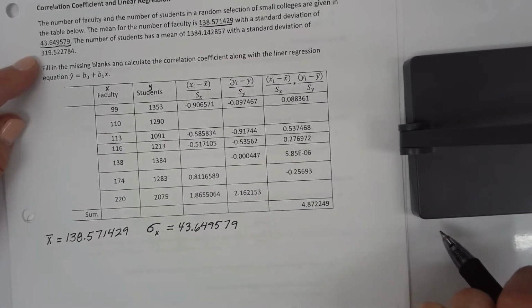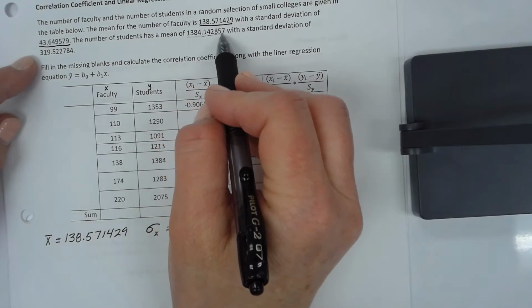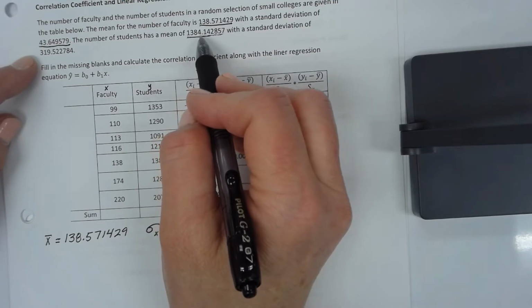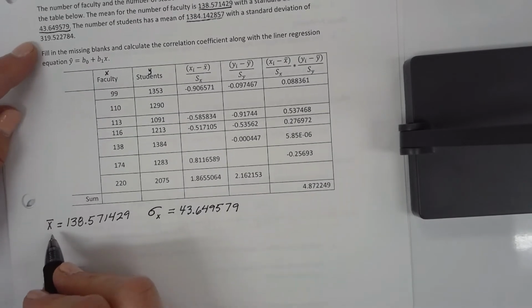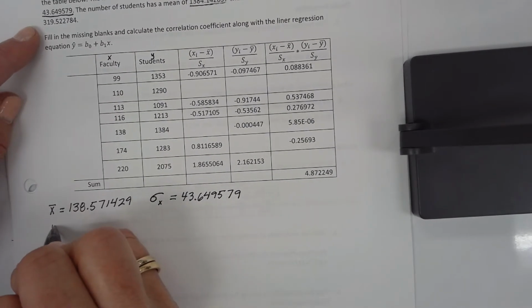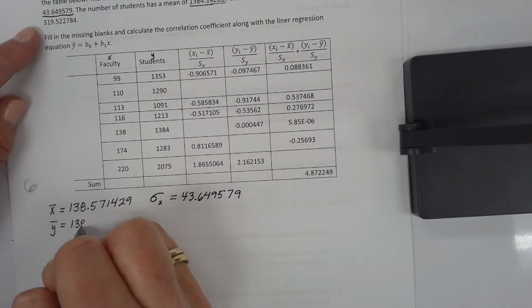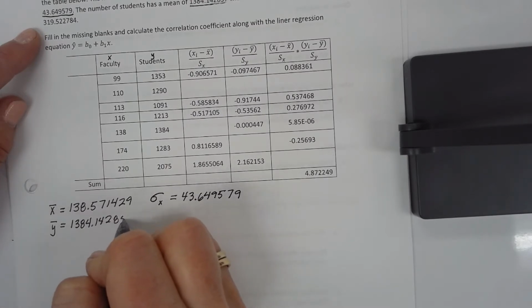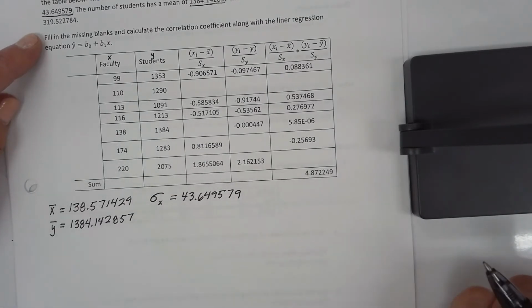Okay, what's the next number that they give us? Okay, the mean of Y, 1,384.142857. Okay, so that's the mean of Y. So how do I write that? What symbol do I use? Y bar. So Y bar equals 1,384.142857.